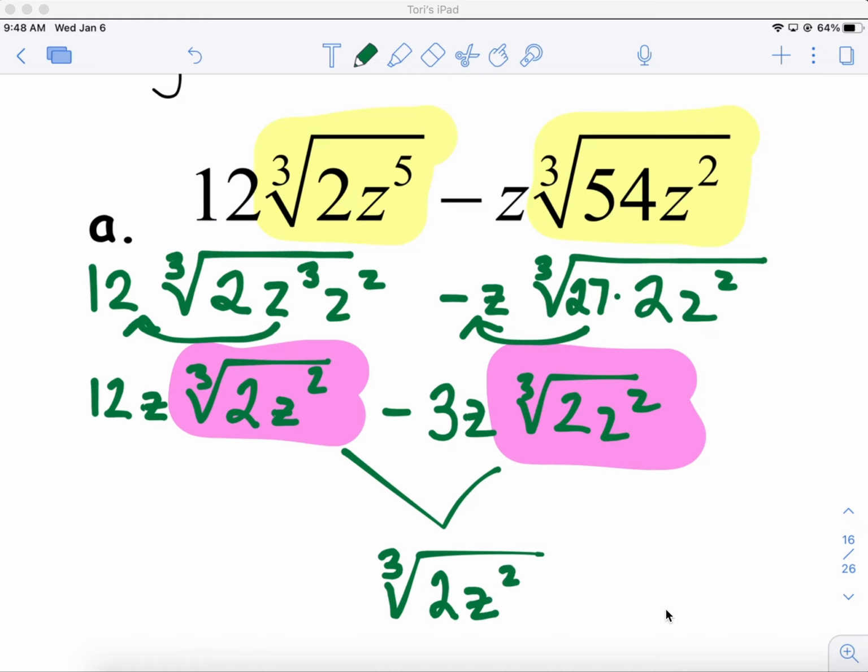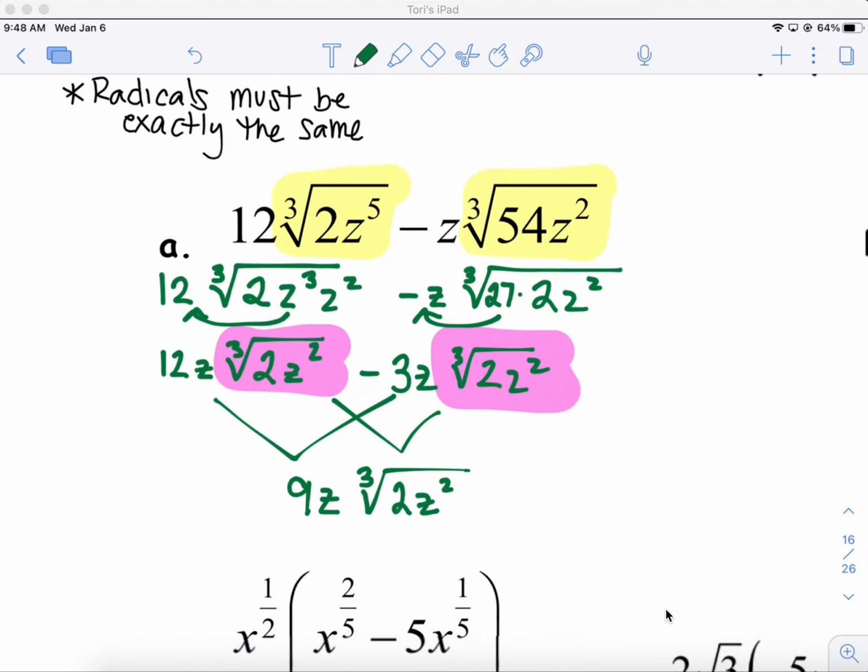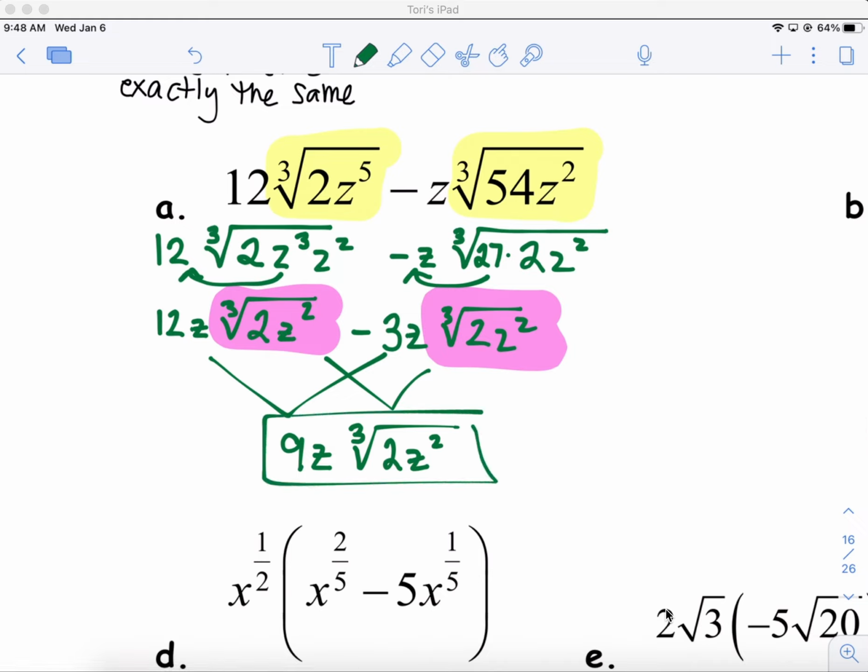And all I'm really worried about is 12z minus 3z makes 9z. This is my final answer. Okay. All right, let's try another one like that.